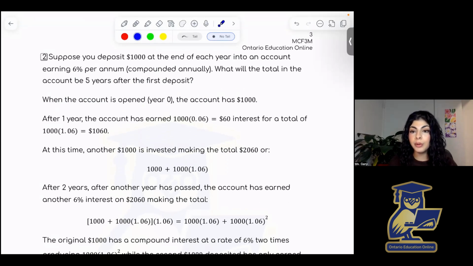In this example here, we are told that when the account is opened in year 0, the account has $1,000 in it already. So this would be different from regular ordinary annuity problems you might see, because in those problems, it is assumed that you start with $0. So in the first year, because you haven't added any money in, you actually don't earn any interest.